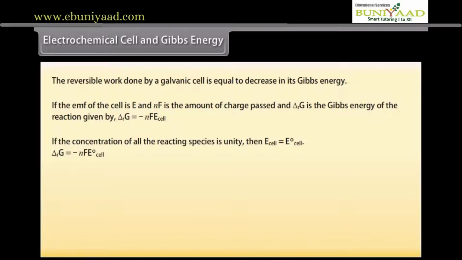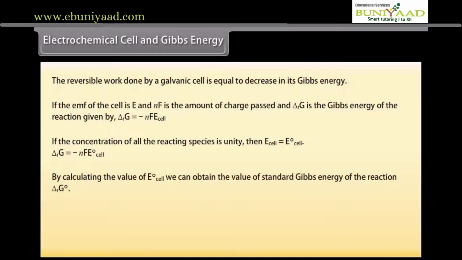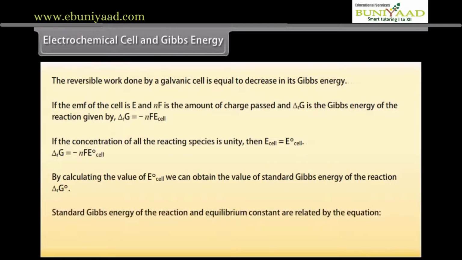ΔrG is equal to minus nF E0 cell. By calculating the value of E0 cell, we can obtain the value of the standard Gibbs energy of the reaction, ΔrG0. Standard Gibbs energy of the reaction and the equilibrium constant are related by the equation ΔrG0 is equal to minus RT natural log K.